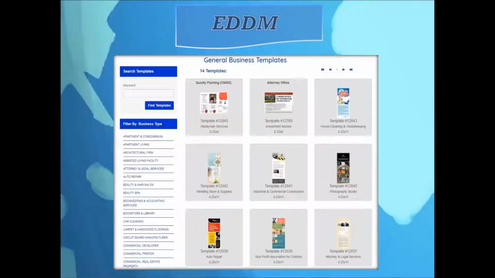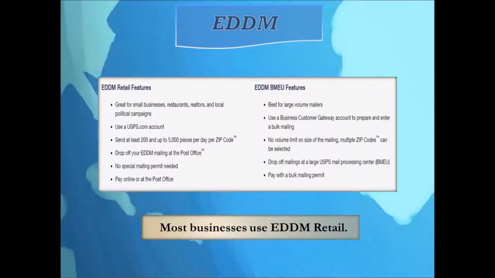If you're going with EDDM and don't have an ad at hand, you could work with the designers at EDDM to choose a template that best fits your business. Now, there are two types of EDDM: EDDM Retail and EDDM BMEU. Most businesses go with EDDM Retail because you don't need a mailing permit. But you're also limited to sending only 5,000 pieces a day within that zip code.